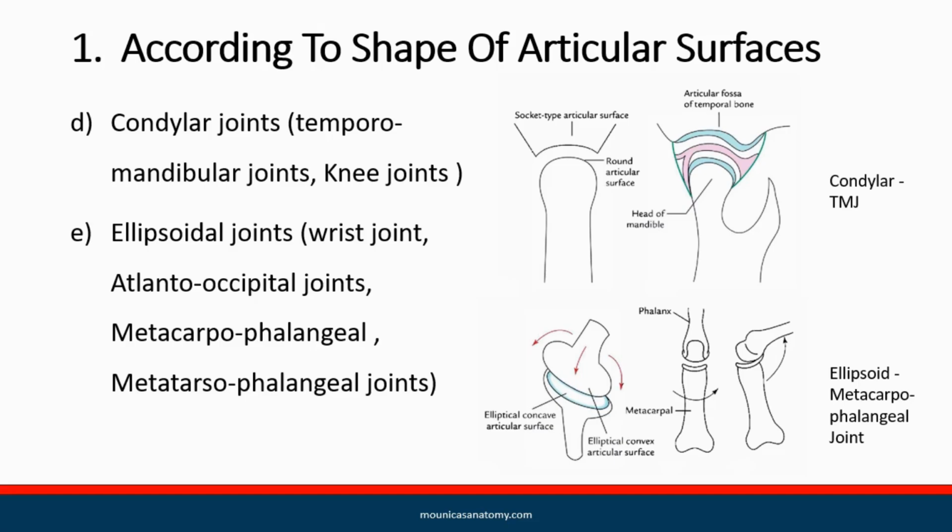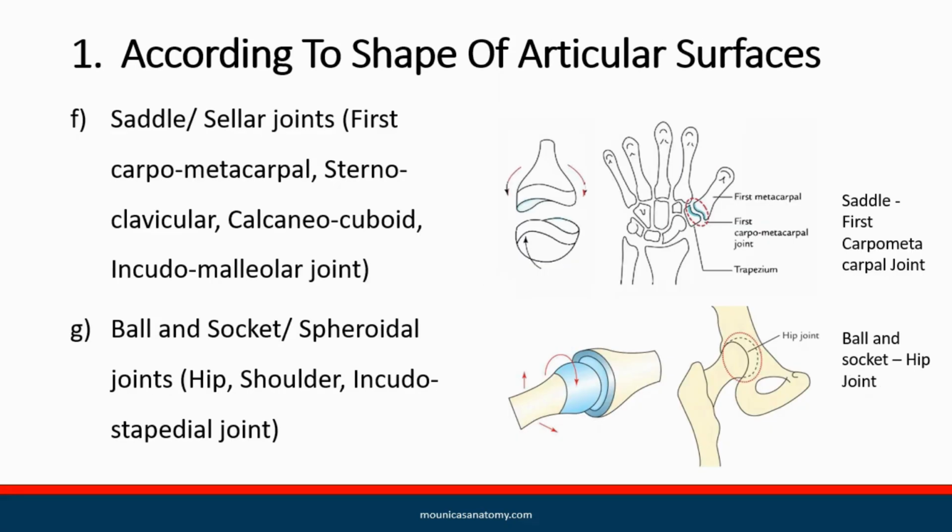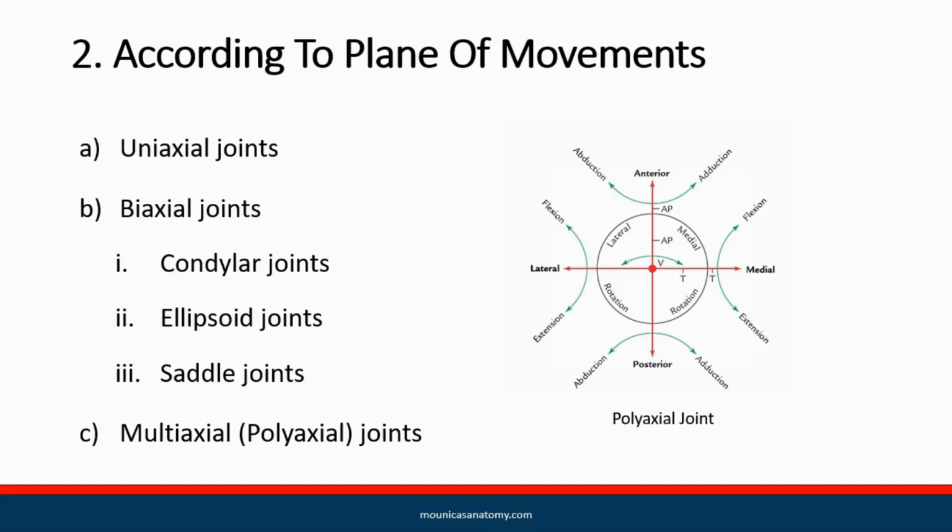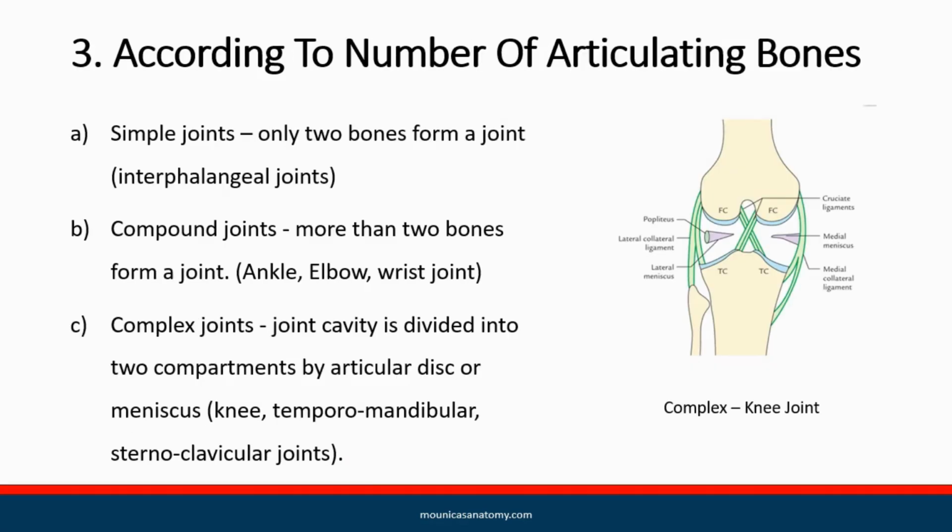Ellipsoidal joint, wrist joint. Saddle or sellar joint, first carpometacarpal joint. Ball and socket or spheroidal joint, hip joint. According to plane of movements: uniaxial, biaxial, multiaxial joints. Biaxial are condylar, ellipsoid or saddle joints.